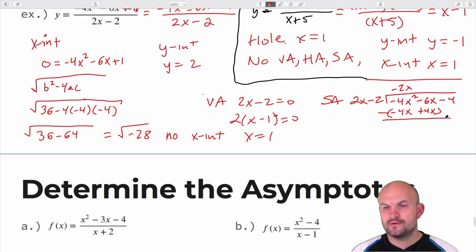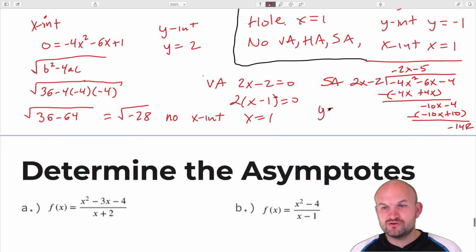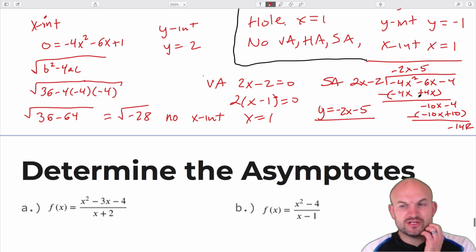Subtract. I get a negative 10x. 2x divides into negative 10x, negative 5 times. Negative 5 times 2x is a negative 10x. Negative 5 times negative 2 is going to be a positive 10. You can bring down the negative 4. And now when we subtract here, negative 4 minus 10 is going to be negative 14. And that is going to be a remainder because 2x does not divide into a negative 14. However, my slant asymptote is just going to be the quotient, negative 2x minus 5. So we don't need to include the remainder.